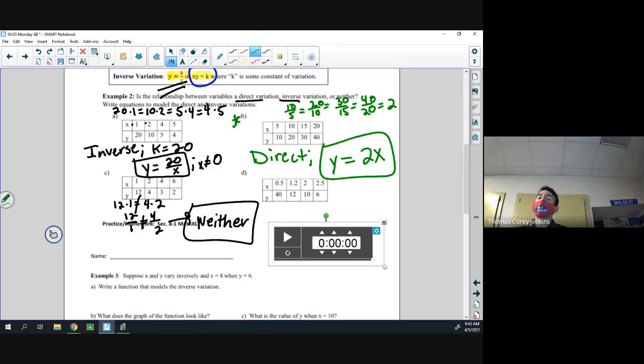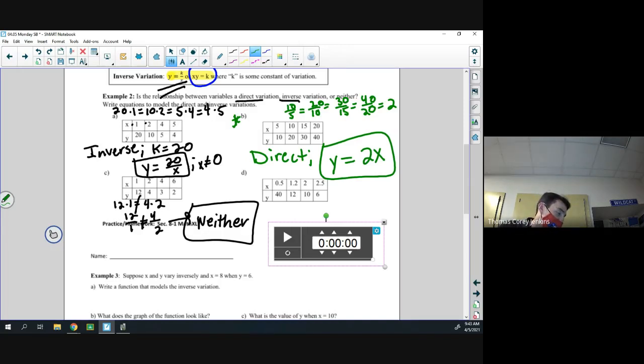All right, so again, look at the difference between A and B, right? On A, as x increases, y decreases, right? So that can't be direct variation. On B, as x increases, y increases, right? So that's where you'd be looking for direct variation. Okay, so that's how you can kind of know number sense wise what you'd be looking for.